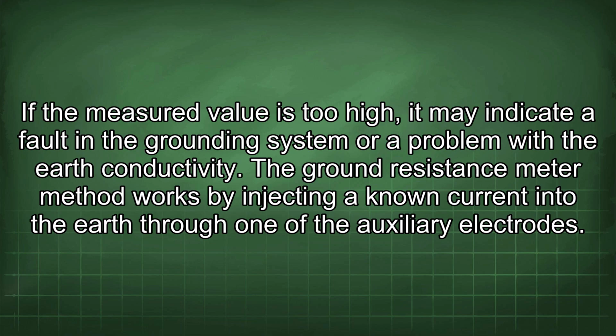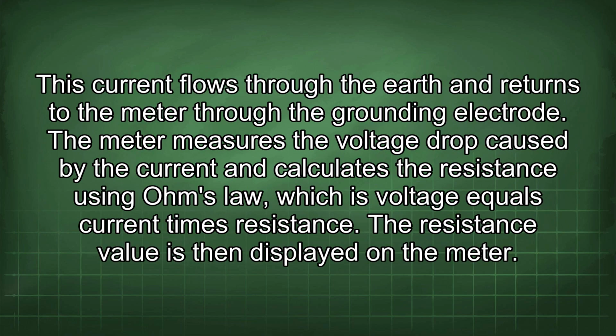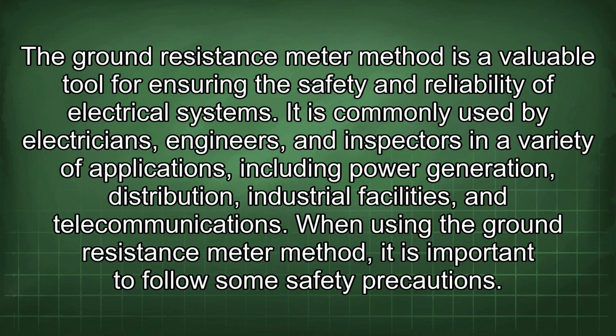with the earth conductivity. The ground resistance meter method works by injecting a known current into the earth through one of the auxiliary electrodes. This current flows through the earth and returns to the meter through the grounding electrode. The meter measures the voltage drop caused by the current and calculates the resistance using Ohm's law, which is voltage equals current times resistance. The resistance value is then displayed on the meter. The ground resistance meter method is a valuable tool for ensuring the safety and reliability of electrical systems.